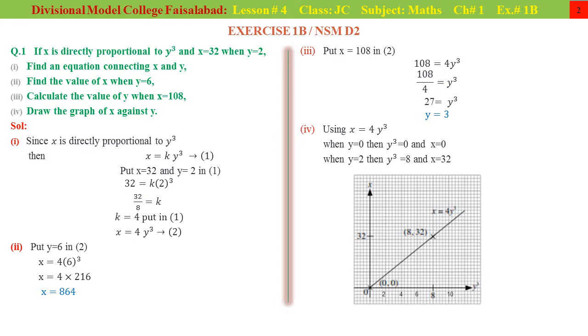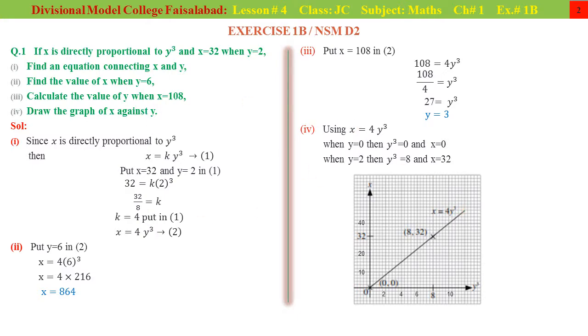And label this graph. On x-axis we have taken 5 small squares equals to 2, 4, 6, 8 and 10. And along y-axis we have taken 5 small squares equals to 10, 20, 30 and 40. Now our first point is y cube 0, x 0. Both are 0 at this point. And when y cube is 8, x is 32. This is the second point. So we will join this point and this point to get this straight line, which is the graph of x is equal to 4y cube.